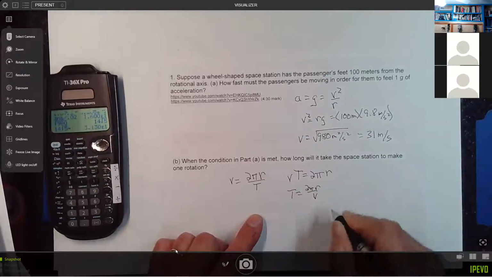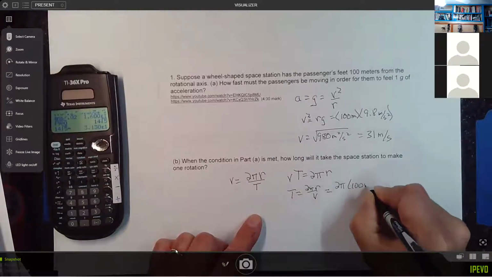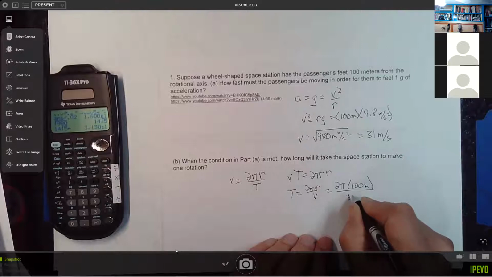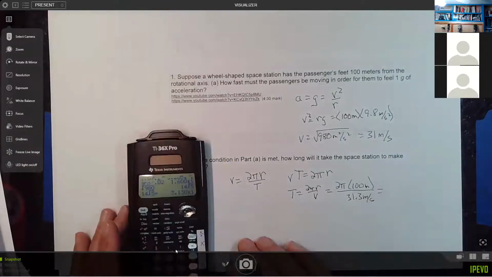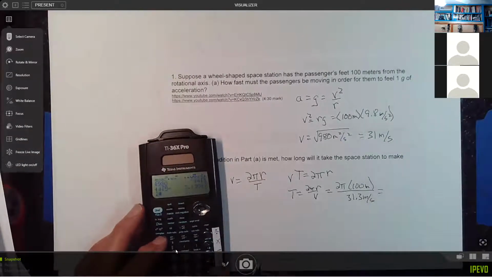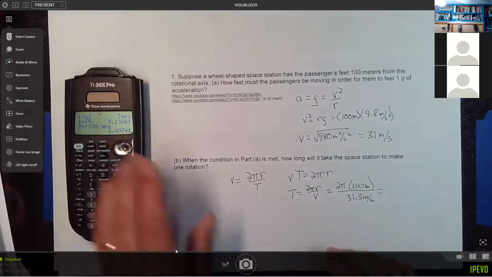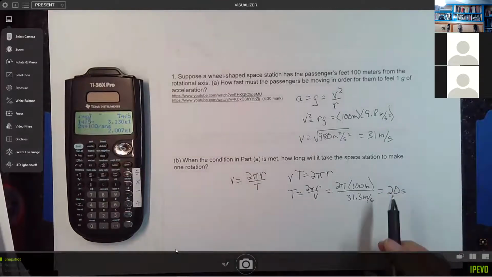divided by the speed. So 2 times pi times 100 meters divided by that 31.3 meters per second. I can punch that into my calculator and see what we get. 2 pi times 100 divided by the answer that I just calculated, and I get about 20 seconds. Okay, that could be a problem. That means you'd be traveling all the way around this circle in 20 seconds.